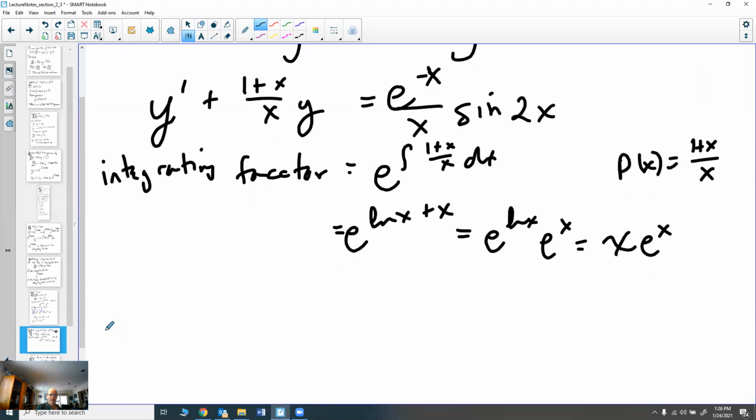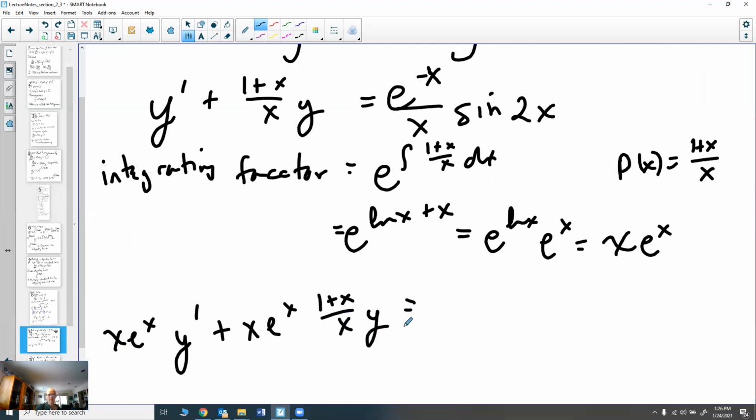We are then going to, again, multiply x times e to the x, that integrating factor, times both sides of the equation. So we get x e to the x times y prime plus x e to the x times (1 plus x) over x times y is equal to x e to the x times e to the minus x over x times sine of 2x.